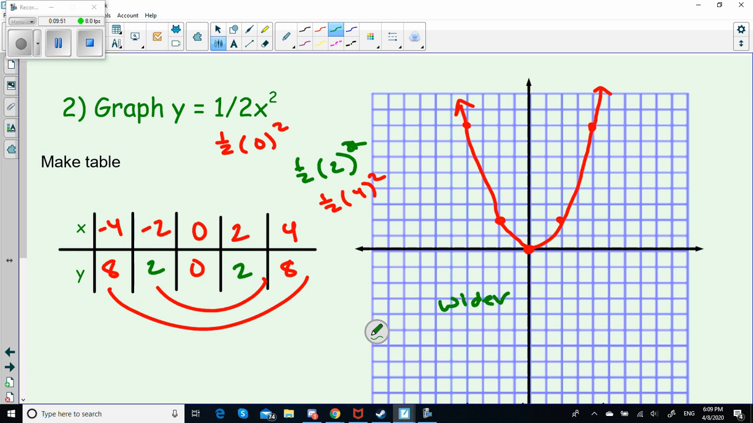So if it is wider than the parent function, this is called a shrink. And again, you can tell from the picture that it is a shrink. Like someone is standing on top up here, pushing them down. If it's like pushing it down, it's making it a shrink. I can also tell because the A is 1/2. And if the A is between -1 and 1, which 1/2 is, that makes it a shrink.